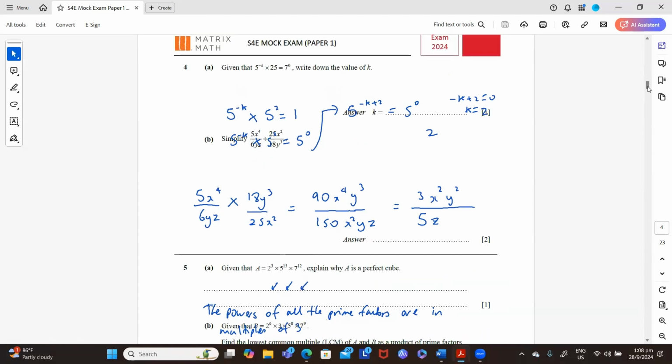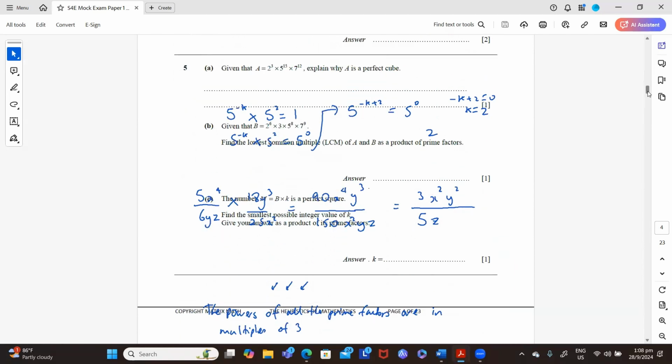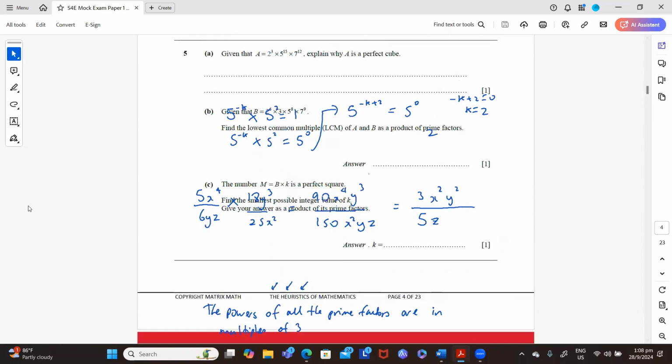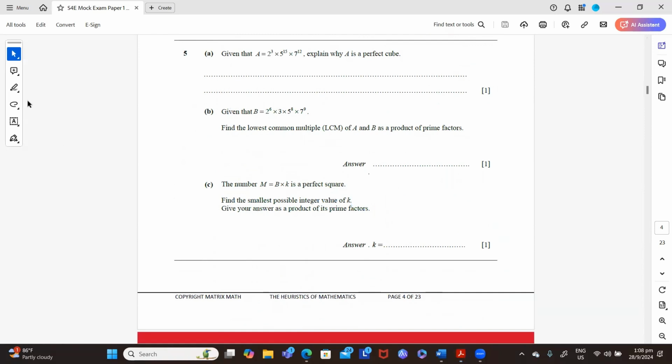Okay, now let's move on to question 5b and 5c. Given that a and b equal the following, find the lowest common multiple of a and b. So write down a equals 2 cubed times 5 to the power 15 times 7 to the power 12. B is 2 to the power 6 times 3 times 5 to the power of 8 times 7 to the power of 9. Okay, observe a and b, right?